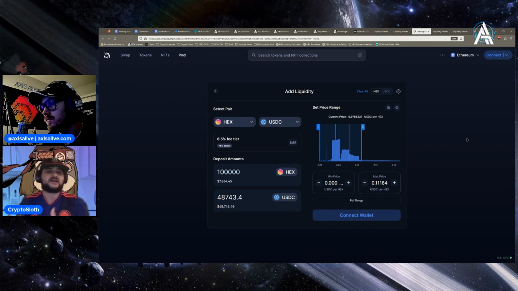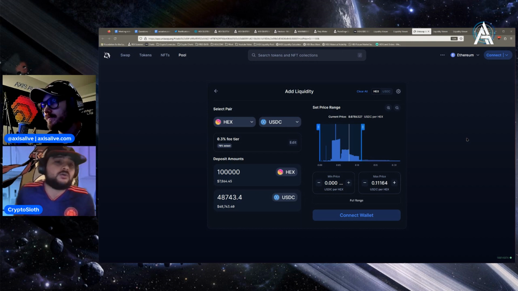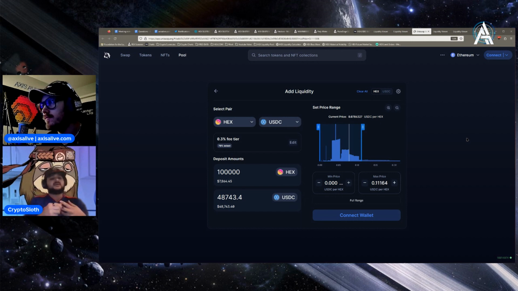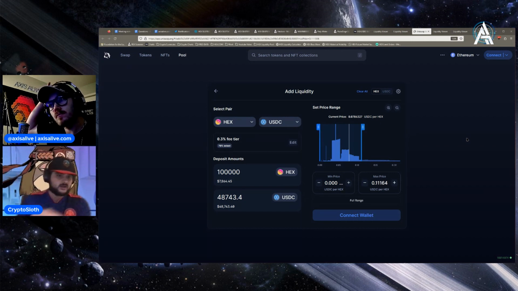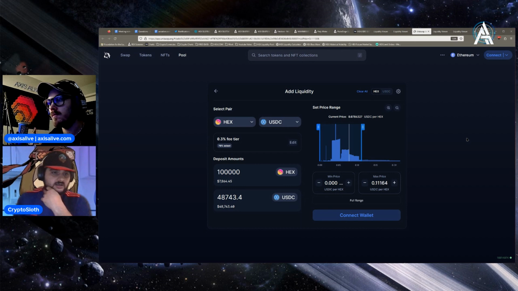So there's a whole dynamic and strategy behind it. Are you looking to sell? Are you looking to buy? Are you looking to earn fees? Or are you trying to get some synergy between two of those, basically? Fees and buying, fees and selling. That's a whole topic to discuss.